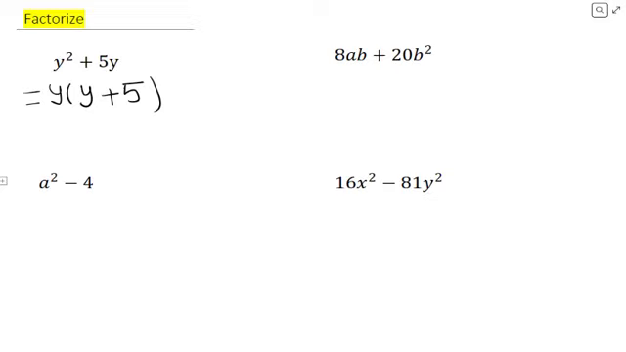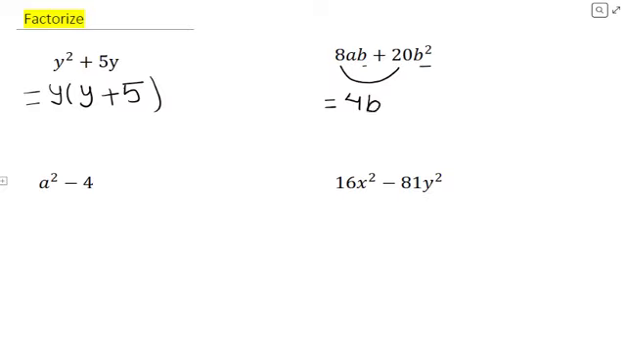Same here, we have the numbers 8 and 20. So we look for the common factor between 8 and 20. Here 4 divides both of them, so 4 is the common factor between 8 and 20. Now here is a b and here is b square, so b also factors out.